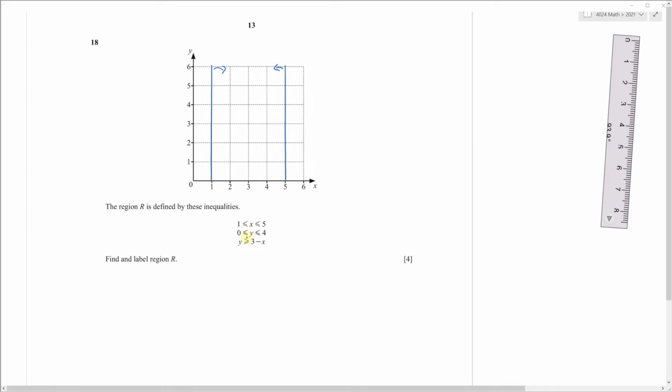Then you have y is greater than or equal to 0. So y equals 0 is this line, which is basically the x-axis. So y is greater than or equal to 0 means it's above this line. Y is less than or equal to 4 is this line. Let me try that again.